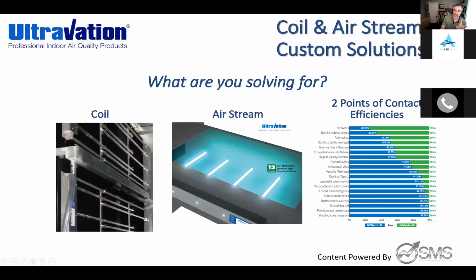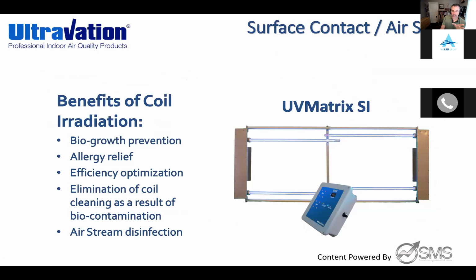You guys know that not all commercial applications are huge. Some are very light duty, small package units. You can't fit massive racks of bulbs in there. That's what you saw in that blue and green graph earlier. This is something we heavily remind people: what are you solving for? If I'm going with a coil application, great, I want to go with racks. If I've got big coils, we're going to do what's called a stacked coil solution.